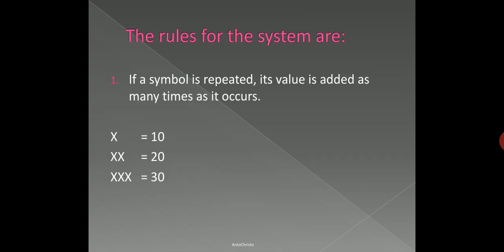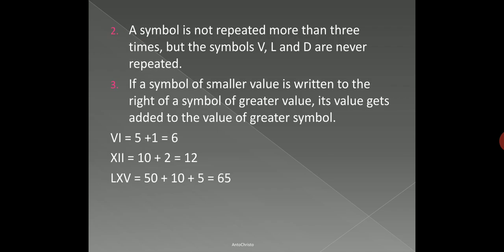Okay, before creating them, let us discuss some rules. There is a set of rules to write a Roman numeral. Let us discuss them. The first rule is, if a symbol is repeated, its value is added as many times as it occurs. Here you can see an example given for you. X, if it is written once, it means 10. When you write 2 X's together, that means it is 20. When you write 3 X's, it is 30. That's what happens when a symbol is repeated. According to the repetition, the value will be increased.